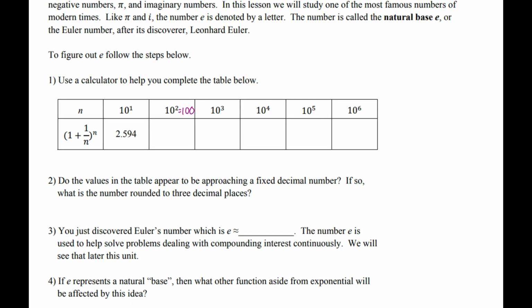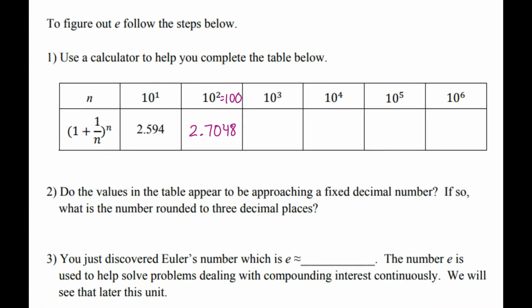What did you get when n is 10 to the second power? 2.70. Let's go 4 decimal places. 2.704, something like that, because I rounded up to 2.705. Okay. What about when n is 10 to the third power? 2.716, and 9, yeah, because it rounds up to 2.717. And 10 to the fourth power?